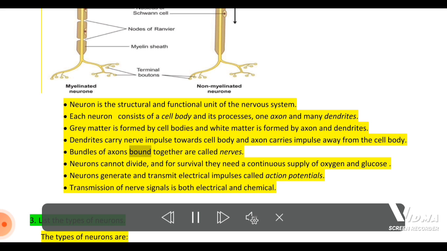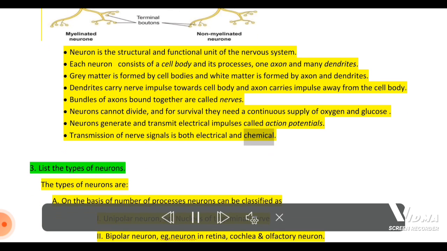Bundles of axons bound together are called nerves. Neurons cannot divide, and for survival they need a continuous supply of oxygen and glucose. Neurons generate and transmit electrical impulses called action potentials. Transmission of nerve signals is both electrical and chemical.